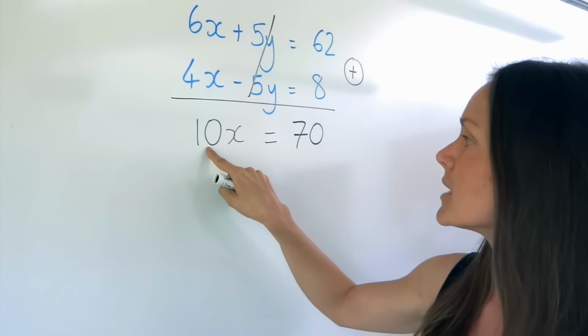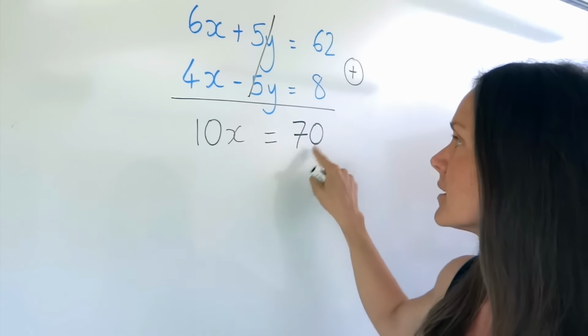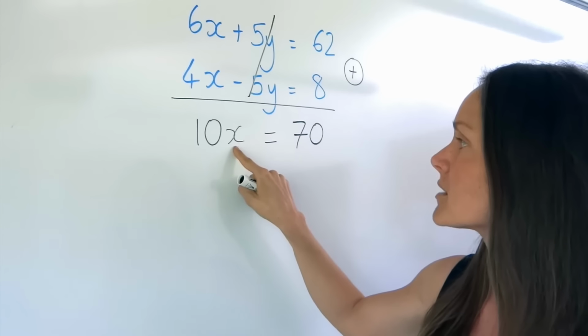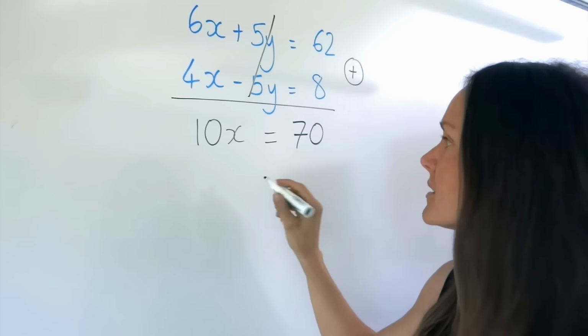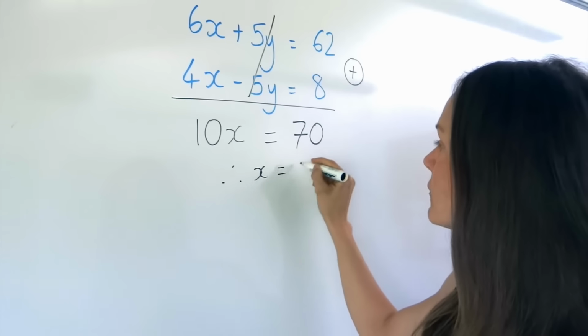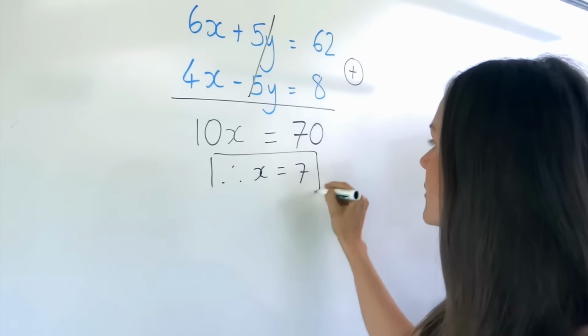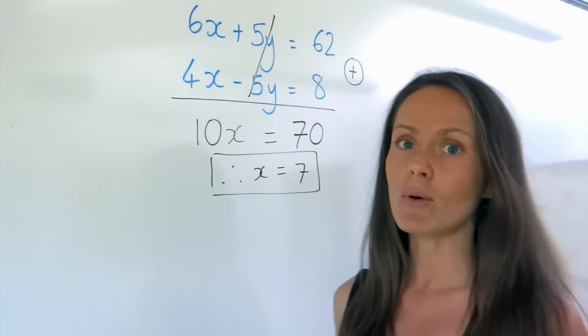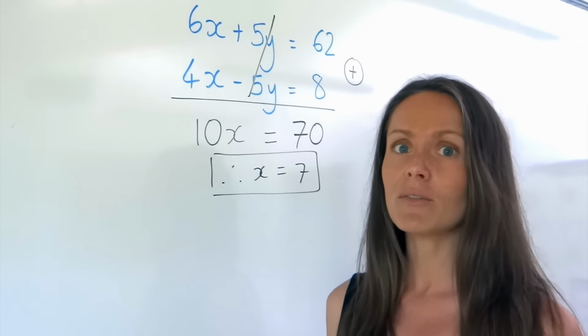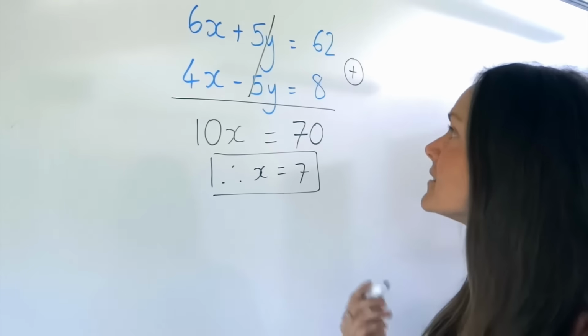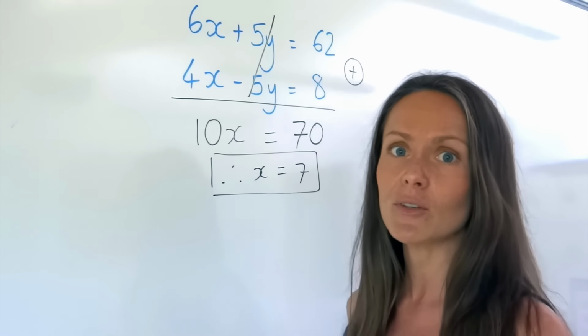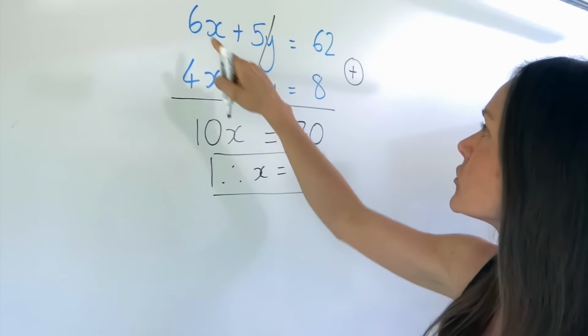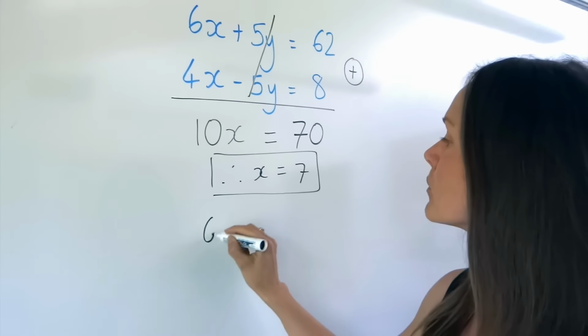So this means 10 multiplied by something gives me 70. So that means the something, the x value, must be 7. So I've already found the value of x. Now, to find the value of y, you have to write out one of the original equations again. It doesn't matter which one because they'll both give you the same answer. So I'm going to just choose this one at the top here. So write that out again.